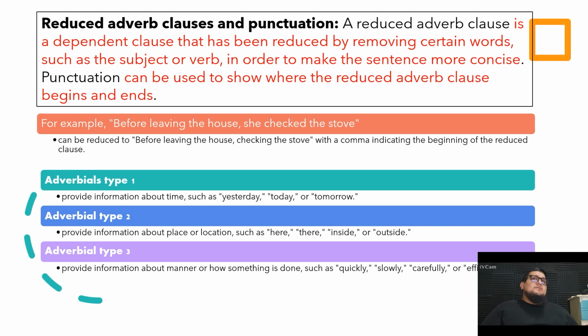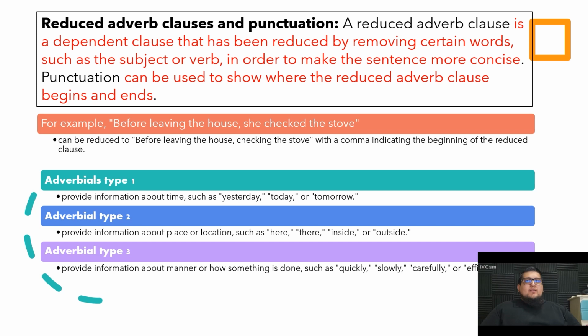Reduced adverb clause and punctuation. A reduced adverb clause is a dependent clause that has been reduced by removing certain words, such as the subject or verb, in order to make the sentence more concise. Punctuation can be used to show where the reduced adverb clause begins and ends. For example, before leaving the house, she checked the stove, can be reduced to: before leaving the house, checking the stove, with a comma indicating the end of the reduced clause.